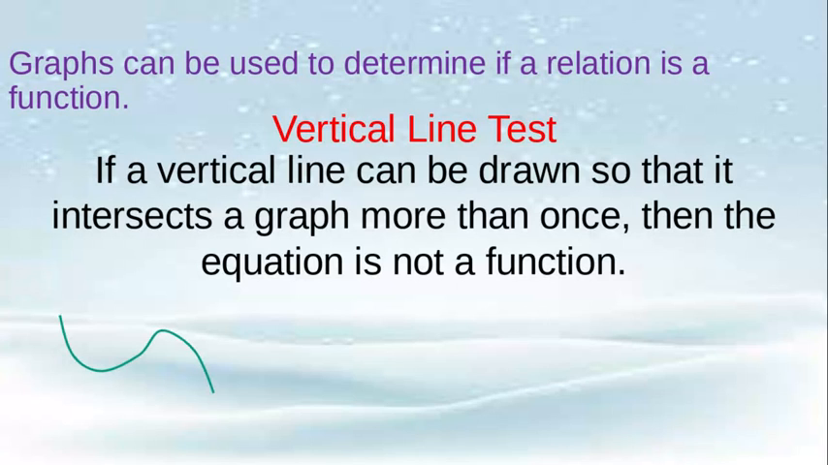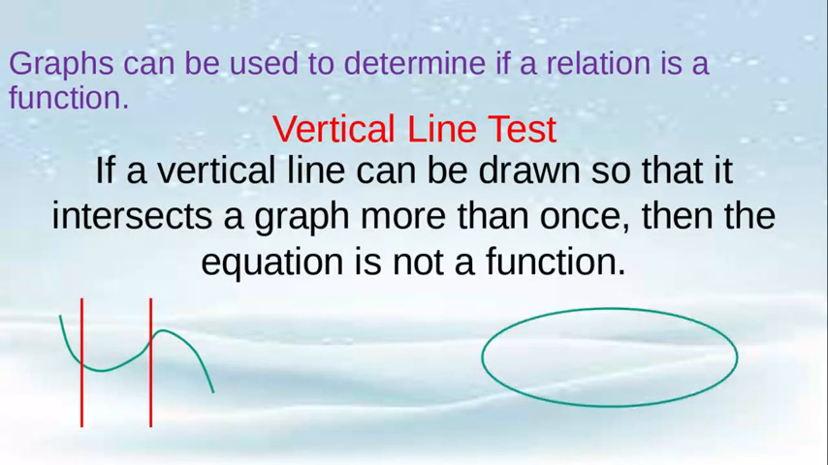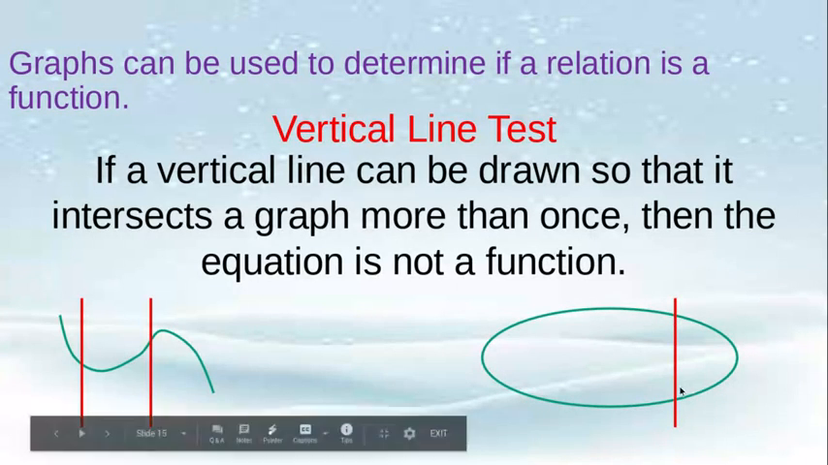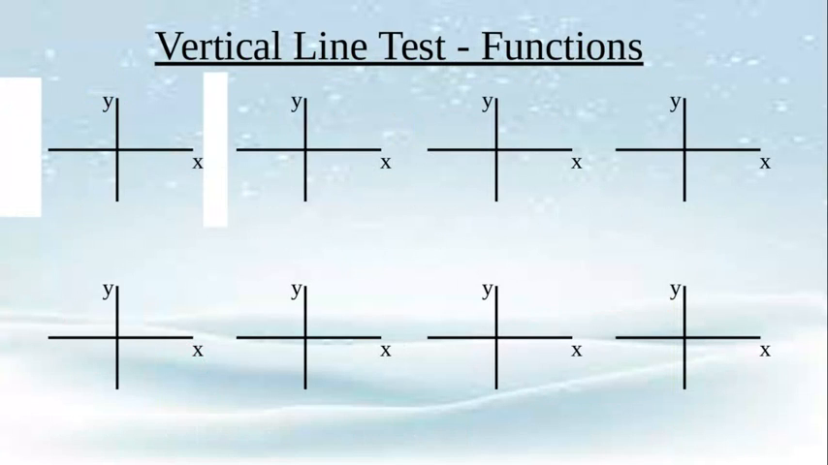So let's look at some examples. So if we have that line, draw a vertical line, only hits it once. So no matter where you put a vertical line, it would only hit it once. So that would be a function. Whereas if you had that on a graph and you drew a line, look, it hits it here and here. So not a function.